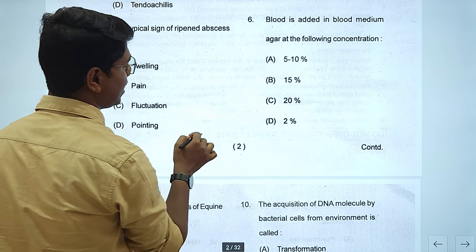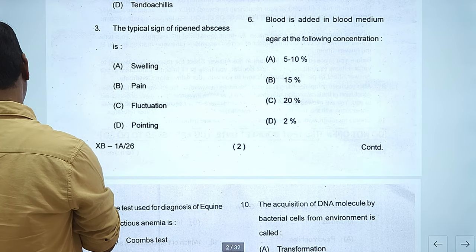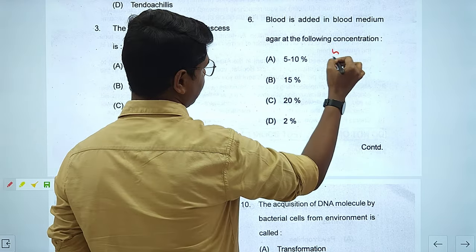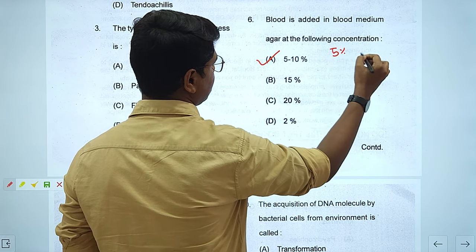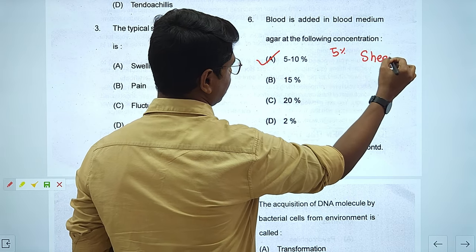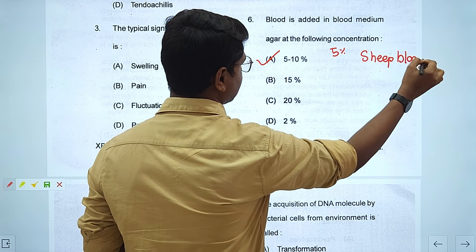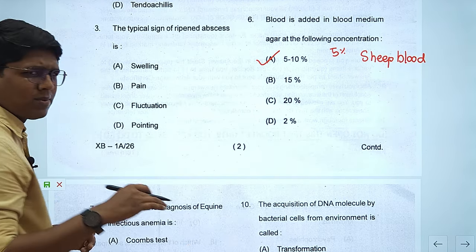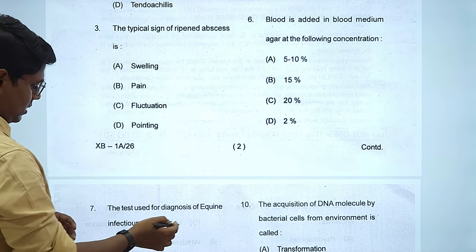Blood is added in blood agar medium at the following concentration, that is 5%. And answer is A, 5 to 10%. Usually sheep blood is used for making blood agar. Although some articles say human blood is also used.